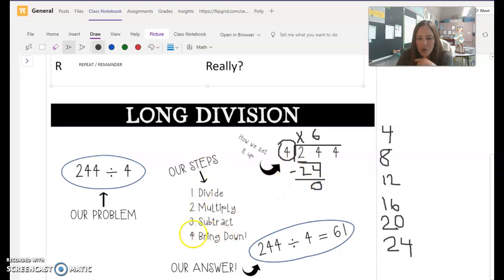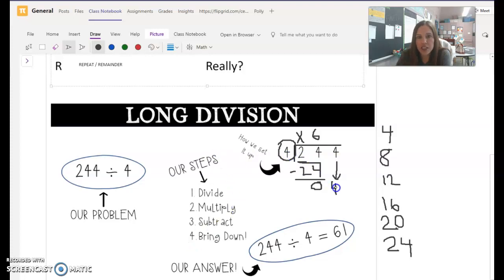Check. Now, I didn't write it down here, but the C stands for check. The check is my difference: after I subtracted, is my answer smaller than my divisor? Well, 0 is smaller than 4, so I can keep going. Then we're going to bring down. My next digit is the 4. I'm going to bring it down. And then step 5, we repeat.